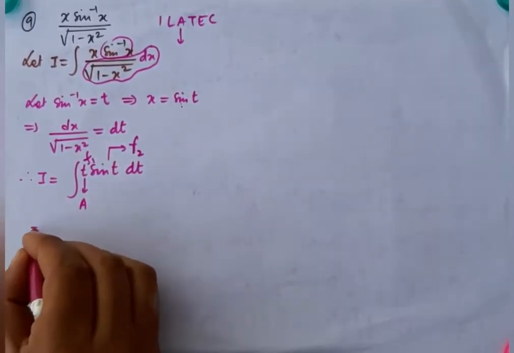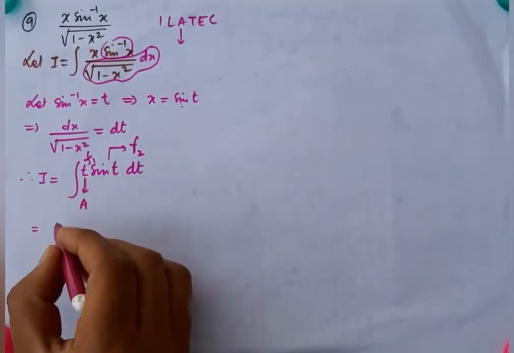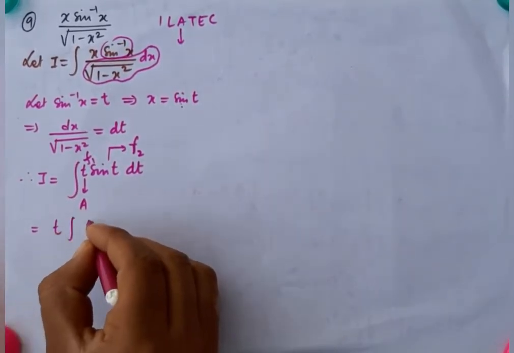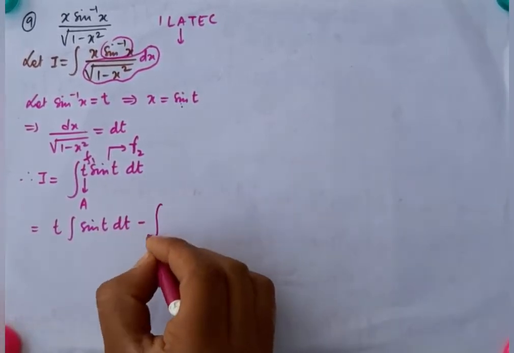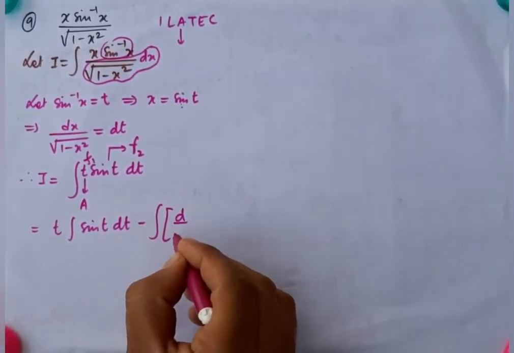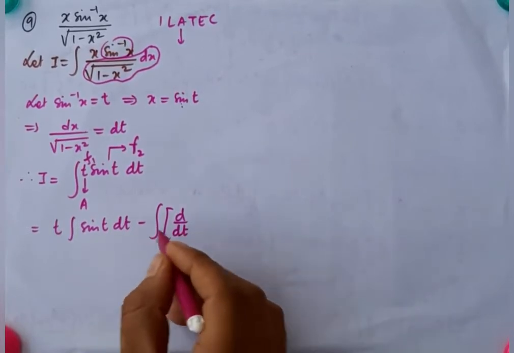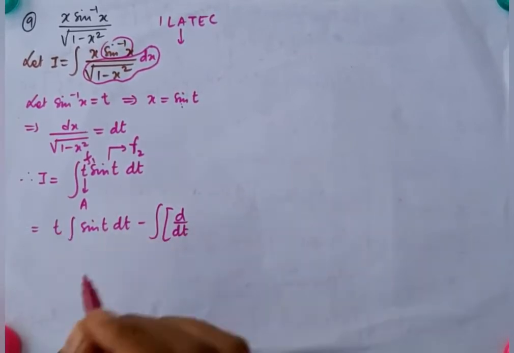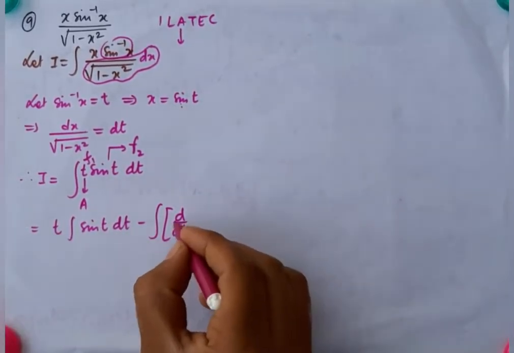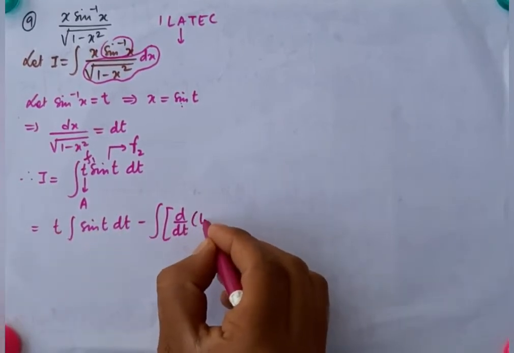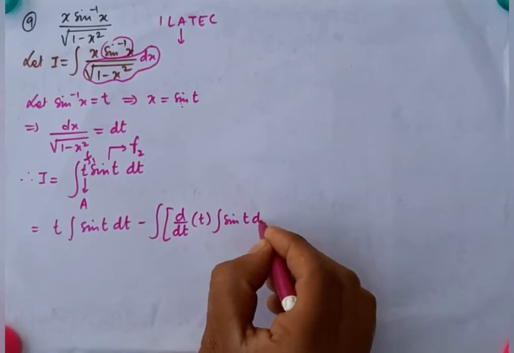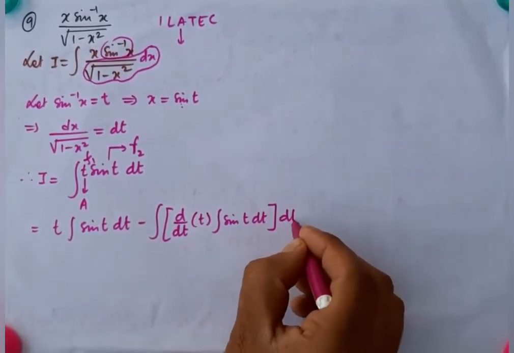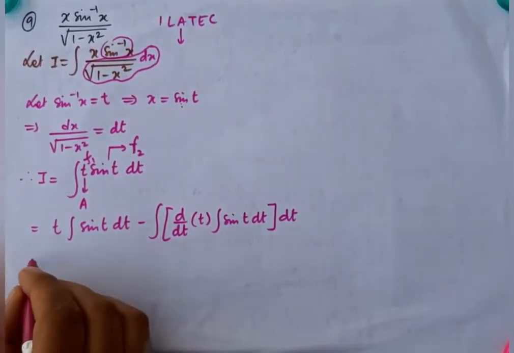So in that case it's very simple now. f1 will be kept as it is, integral of f2 sine t dt minus integral d by dt. This time remember the variable is t, so you cannot write dx. Okay, so d by dt of first one, that is t, integral of sine t dt, outside also we need to put dt.